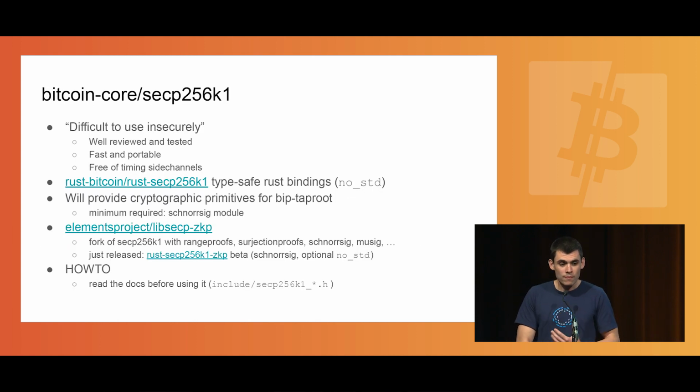We are working on this in order to allow developers to already use this. And we do that by extending the libsecp library, which was originally written by Pieter Wuille for Bitcoin Core. One of the main ideas behind it is that it should be difficult to use insecurely. Because it's used in Bitcoin Core, it's well reviewed and tested, it's fast, it's mostly portable, and it's free of timing side channels.